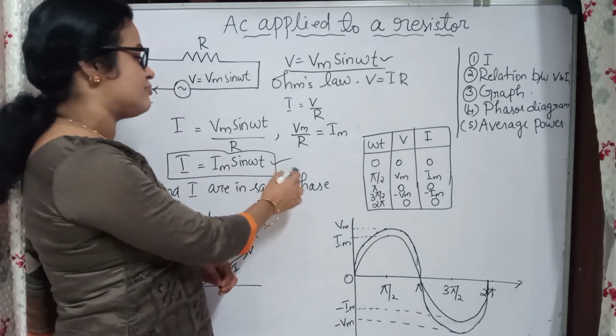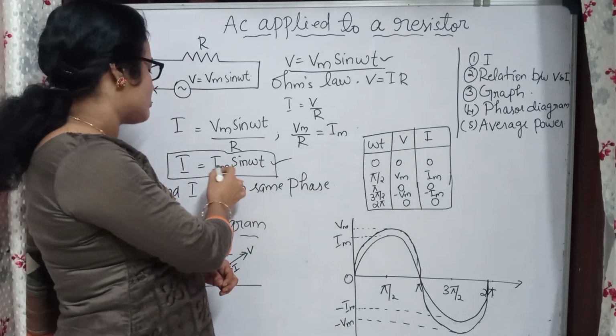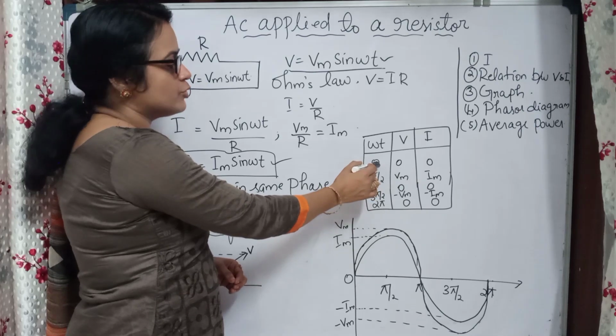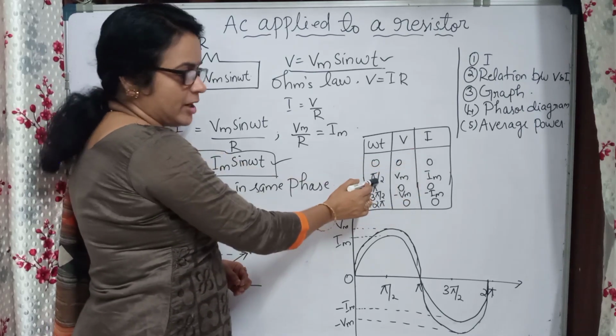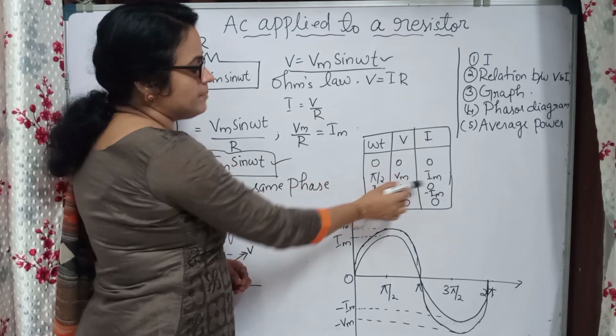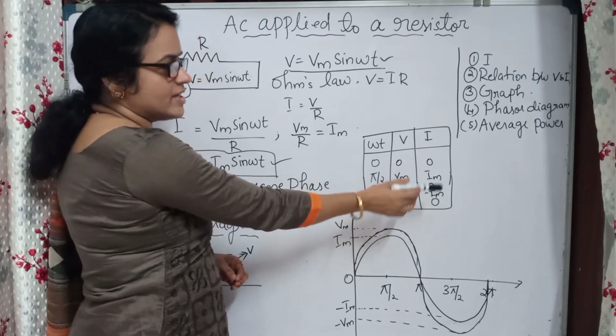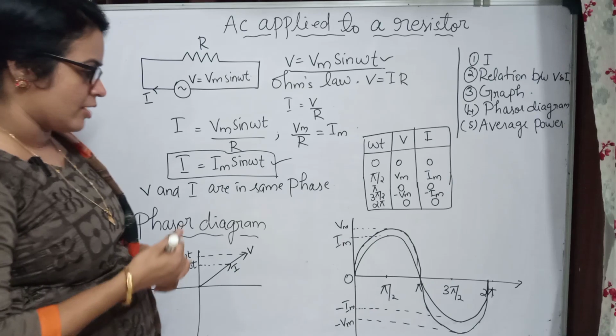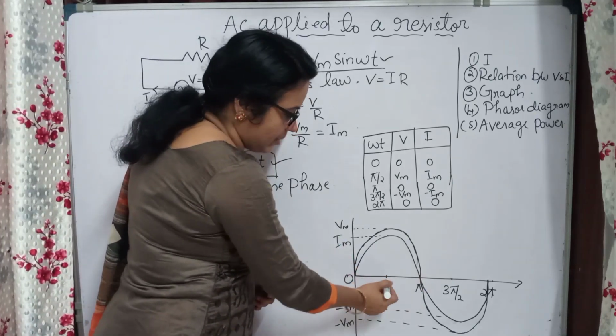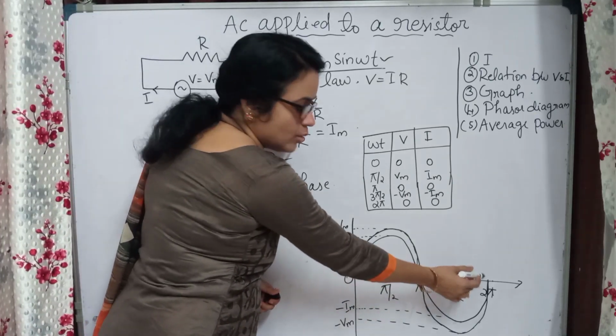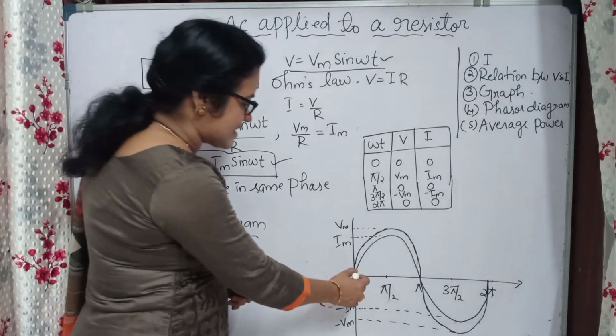In a similar way, we can find the current also. Current has the same phase, right? So we will get similar values. For 0, the current is 0. Then for pi by 2, the current will be Im. Then for pi, 0; for 3 pi by 2, minus Im; and for 2 pi, 0. So now we have to draw the graph. Here we can mark 0, pi by 2, pi, 3 pi by 2 and 2 pi.